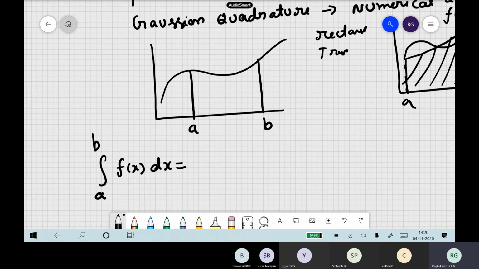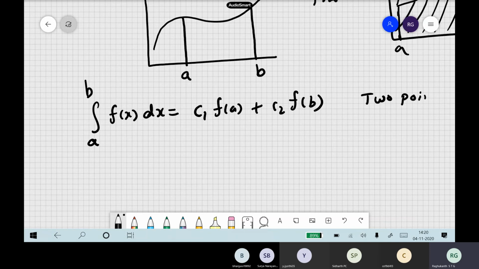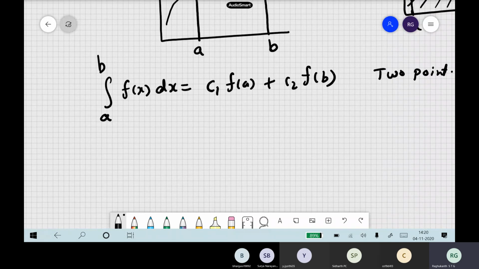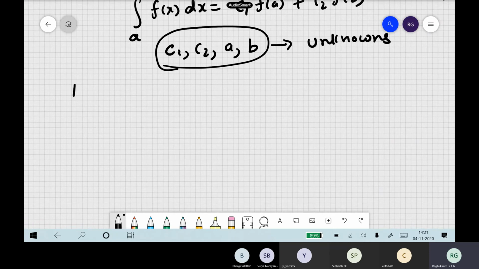and these interpolating points, where you are getting the function values themselves. So we write our integral as C1 times f of a plus C2 times f of b. These are 2-point formulas, for example. Here we treat the weights C1, C2, and the points A and B, all of them as unknowns, and then we find the integral. Like for example, the 2-point Gauss quadrature formula.